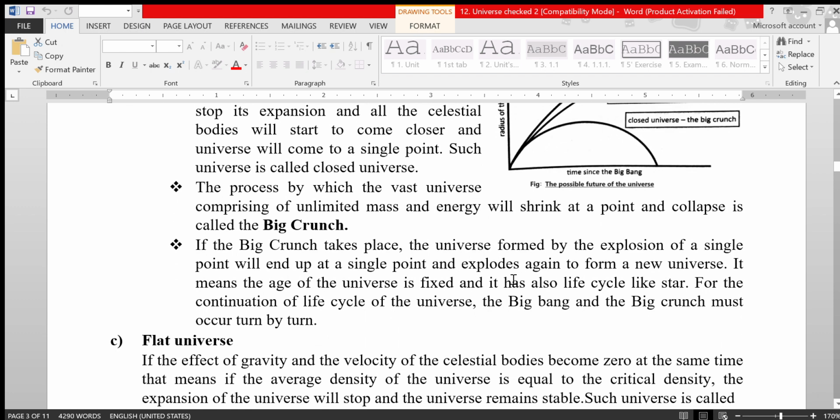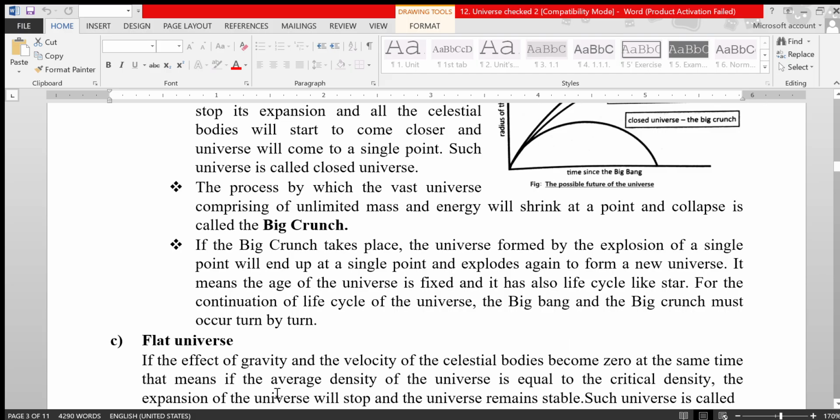If the Big Crunch takes place, the universe formed by the explosion of a single point will end up at a single point and explode again to form a new universe. It means the age of the universe is fixed and it also has a life cycle like a star. For the continuation of the life cycle of the universe, Big Bang and Big Crunch must occur turn by turn.